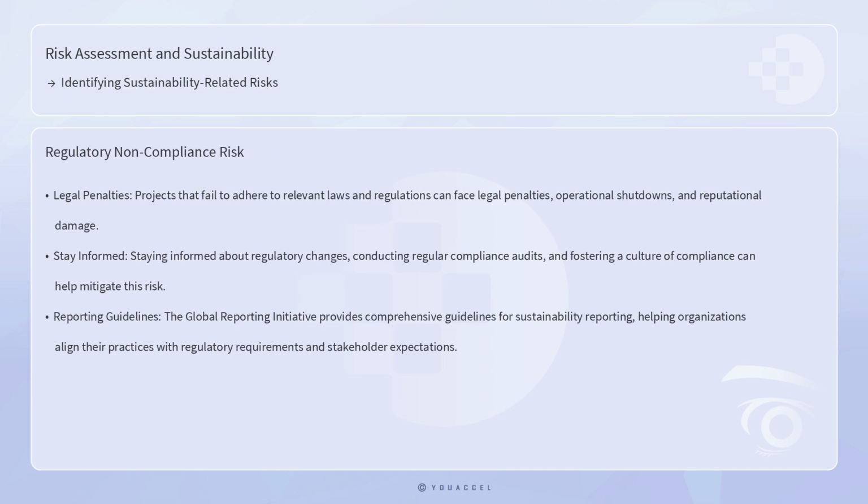Regulatory non-compliance is another critical governance risk. Projects that fail to adhere to relevant laws and regulations can face legal penalties, operational shutdowns, and reputational damage. Staying informed about regulatory changes, conducting regular compliance audits, and fostering a culture of compliance can help mitigate this risk and ensure project continuity. The Global Reporting Initiative provides comprehensive guidelines for sustainability reporting, helping organizations align their practices with regulatory requirements and stakeholder expectations.